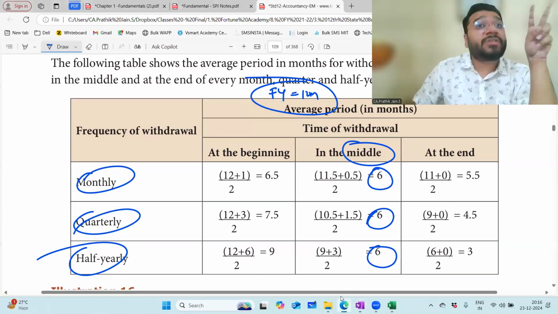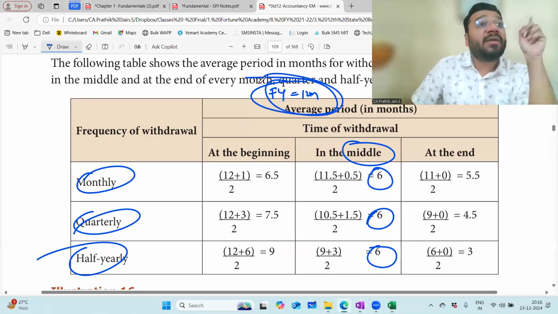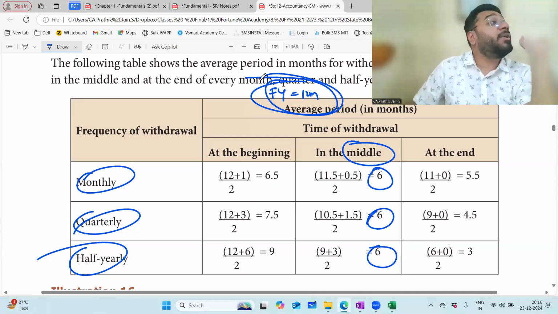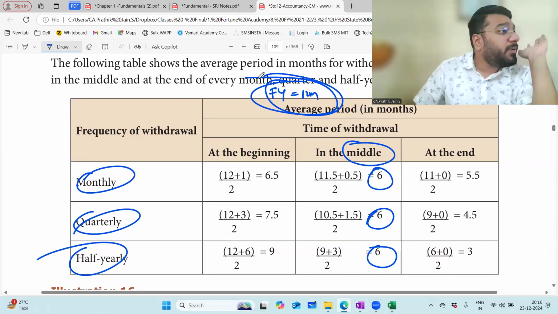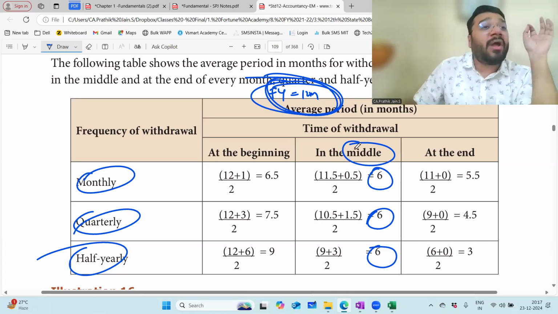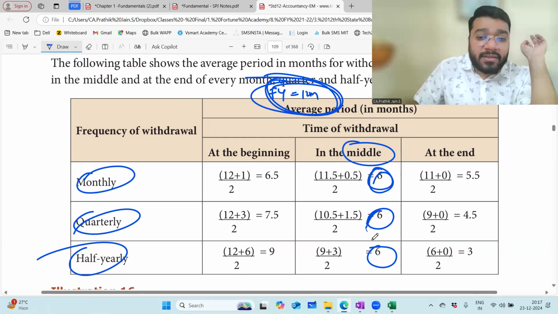This tabular column is true only when the financial year is 12 months. We have to make a specific note. If the financial year is less than 12 months, this tabular column will not be of any use. You have to sit and calculate your own average period. Any problem? No, sir. Whenever you're withdrawing the money in the middle of the month, middle of the quarter, middle of the half year, it is always 6, 6, 6.